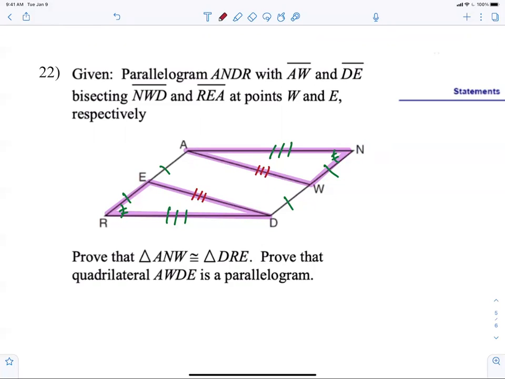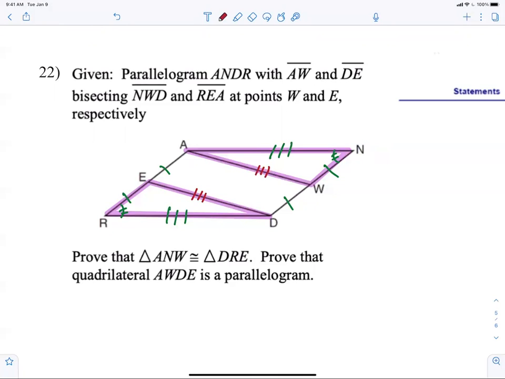Say it one more time again, I'm sorry. A what? Yeah, we don't know that they're parallel, you're correct. But what do we know? What else do we know? Yes. Right, so why do we know that?